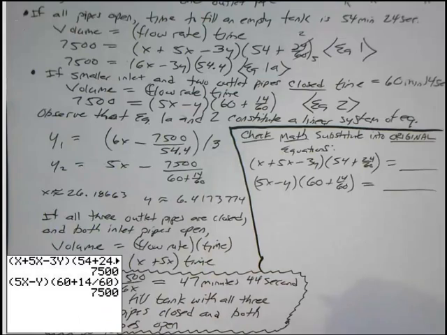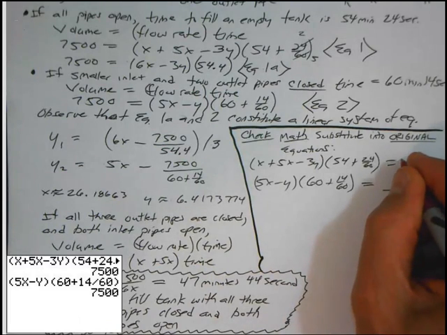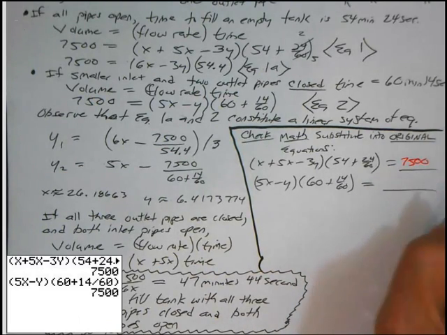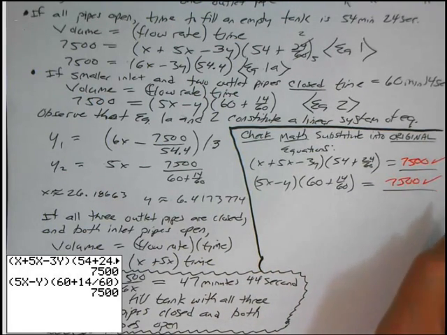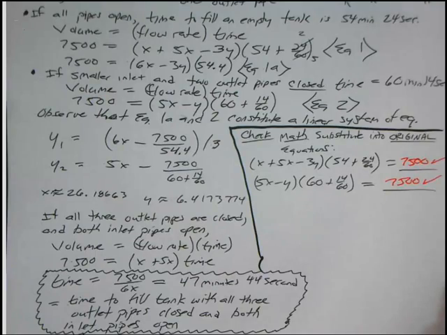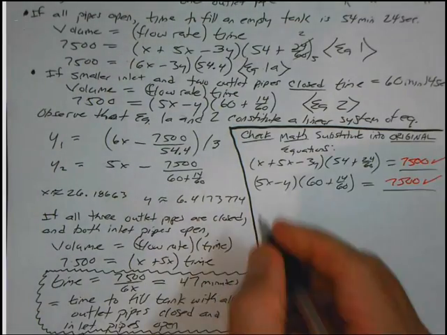Back to the paper. Okay, so this comes out to be 7,500, just as the original first equation. This came out to be 7,500, just as in equation 2. Alright, so the math check looks pretty good. How about the sensibility?